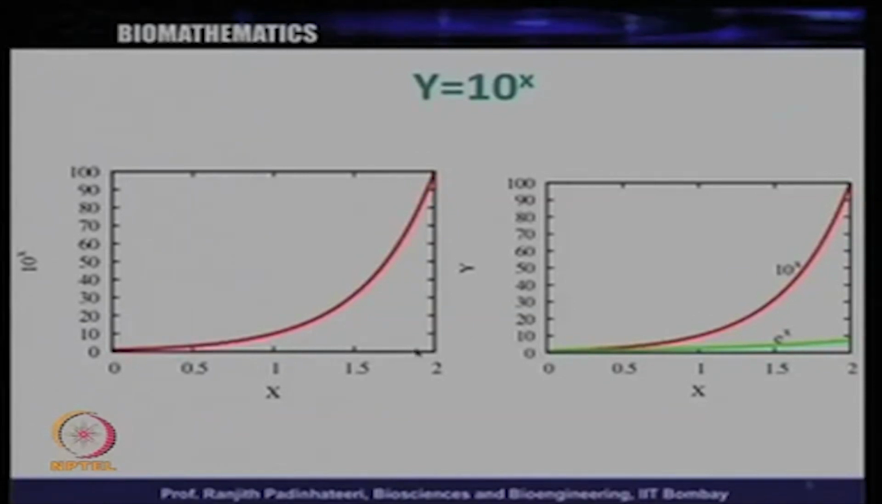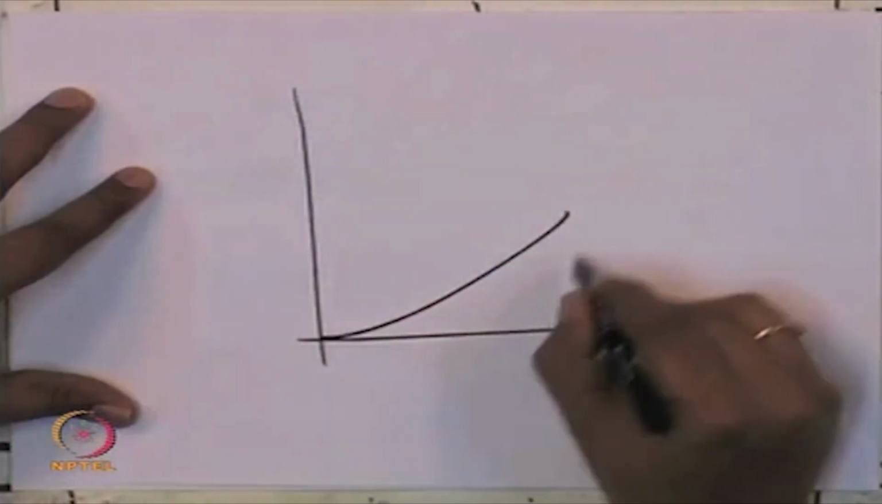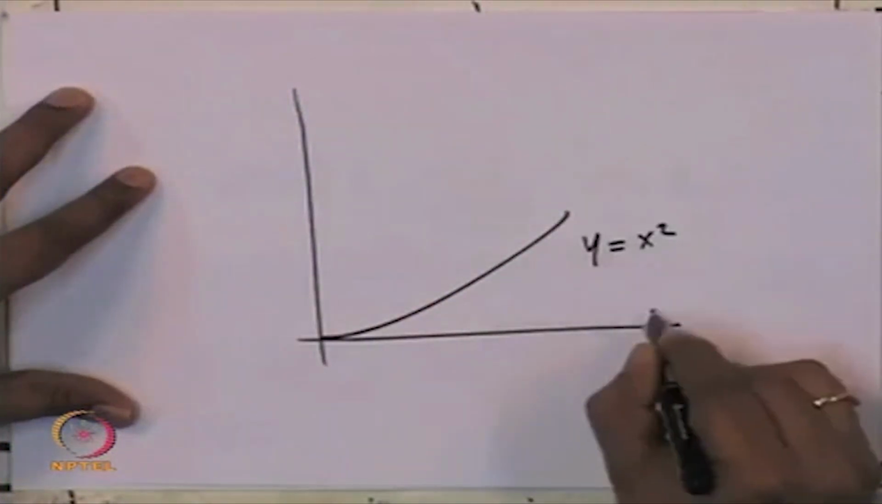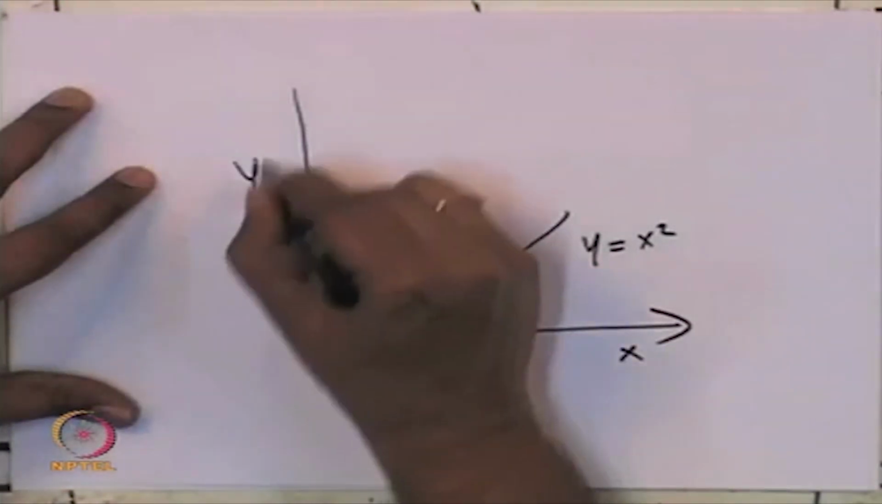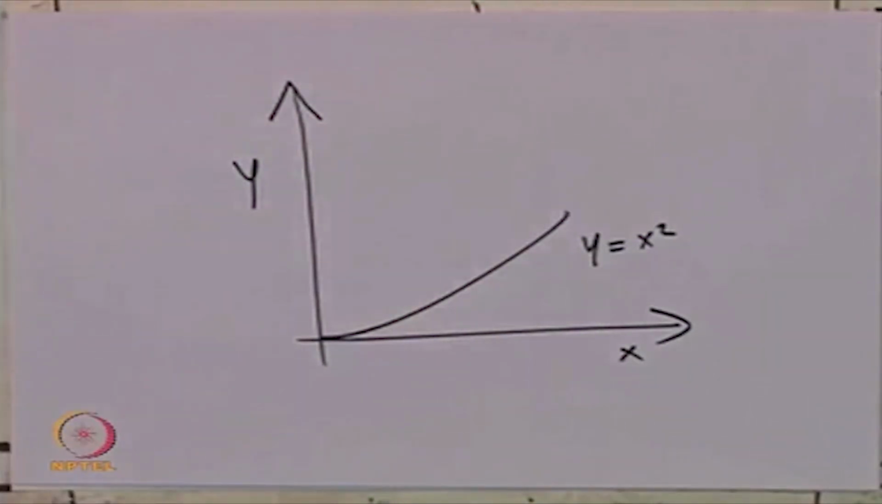So, one more function is 10 power x, and now we learn many functions like y is equal to x square, y is equal to x cube, and so on. So, we had something like y equal to x square, and for every x value we had a y value. Now, if you have such a function, you can ask this question.